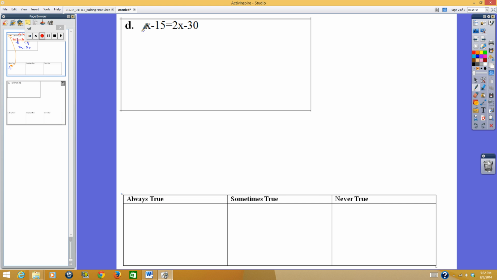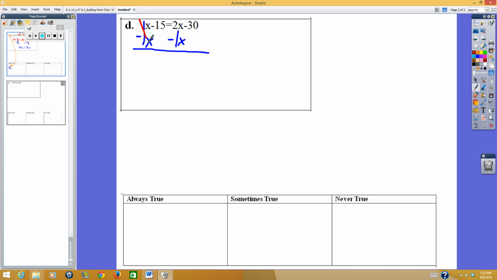Alright, so I'm skipping ahead to letter D. We've got x minus 15 equals 2x minus 30. Okay? So I'm going to move this smaller x over. There are a bunch of different ways you could start this, but me, I always like to move the smaller x over. So I know this is really 1x, right? So to get rid of 1x, I would subtract 1x from both sides of my equation. And I'm going to do it under here, because this is where my other x is. I wouldn't do it under the 30, because that's just a number.